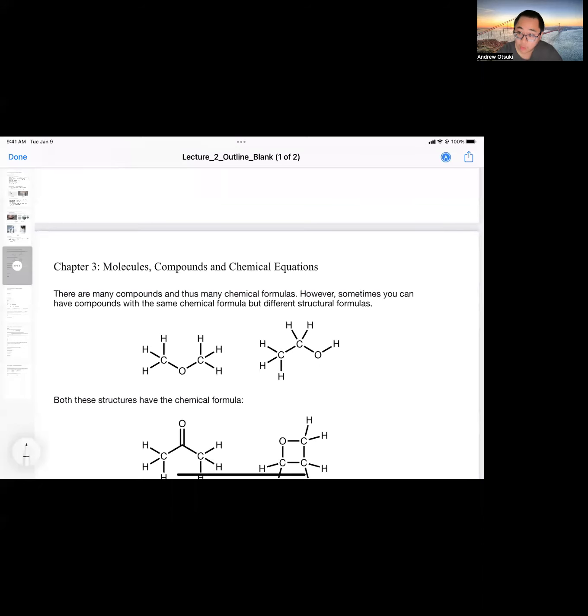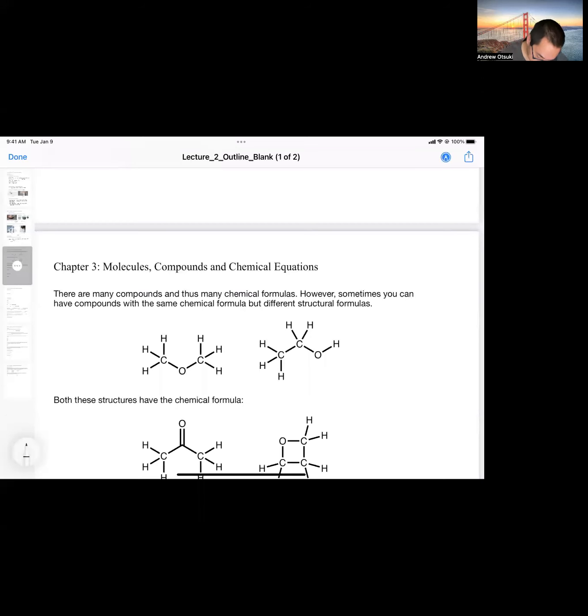So in chemistry, we sometimes have a situation where two compounds have the same formula, the same number and kinds of atoms. So we say two structures have the same chemical formula. They will have the same number of atoms and the same types of atoms. But you see here, they have the same chemical formula.